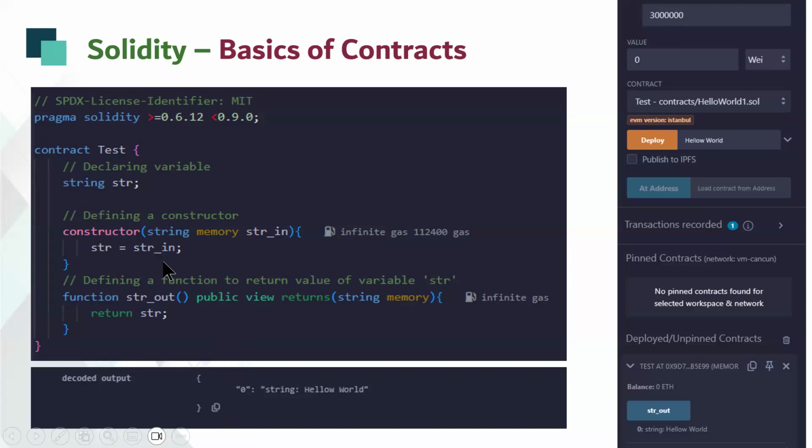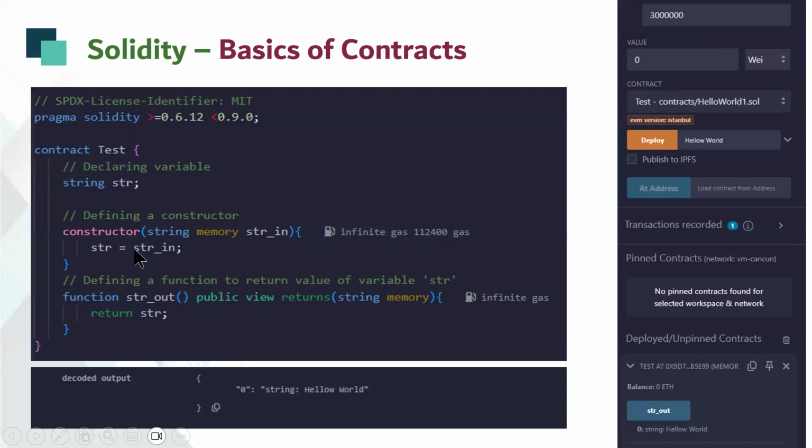About the constructor, this line, the constructor function here of the contract, it accepts a string parameter called strn, okay, and initializes the state variable str with the value passed to the constructor. So this is the initialization here, okay? The memory keyword, here we add memory. The memory keyword here indicates that the string parameter is stored in memory, which is the temporary storage used during function execution.